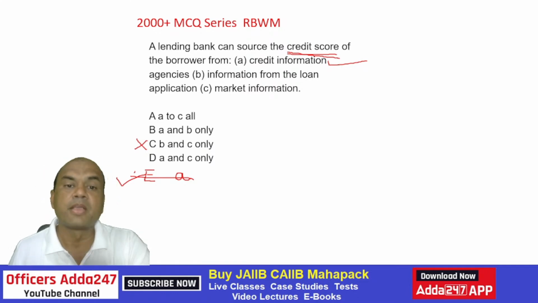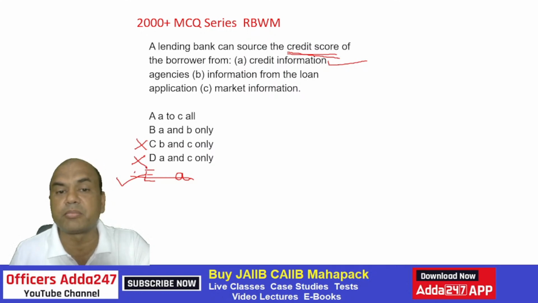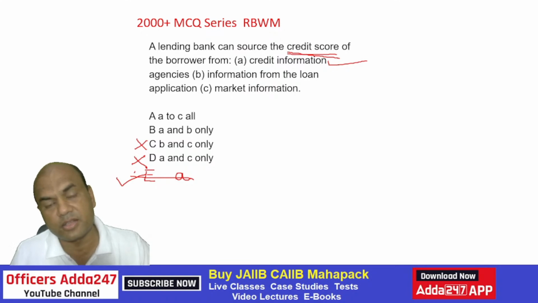Okay. So B is also the answer. So A and B are okay. Now remove this D, then A and C. Now only between A and B. Now C, market information. That is also correct.